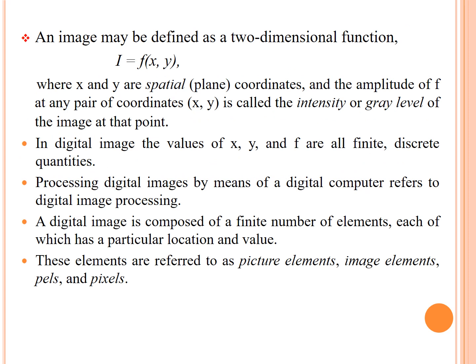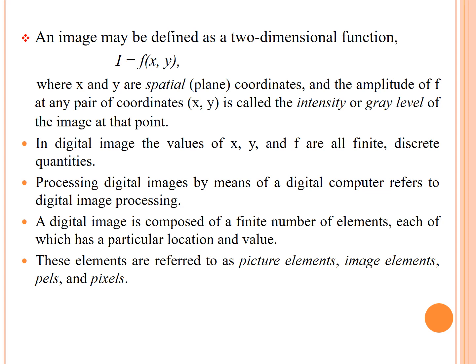An image may be defined as a two-dimensional function f(x, y), where x and y are the spatial coordinates, and the amplitude of f at any pair of coordinates x and y is called the intensity or gray level of the image at that point. When x and y and the amplitude values of f are all finite discrete quantities, we call the image a digital image.